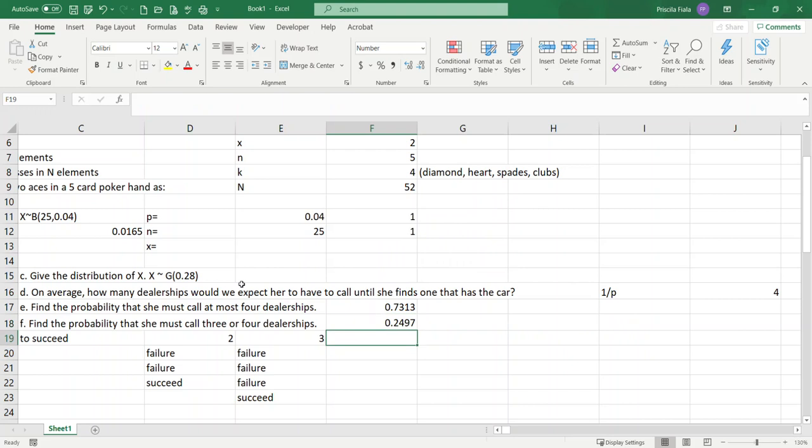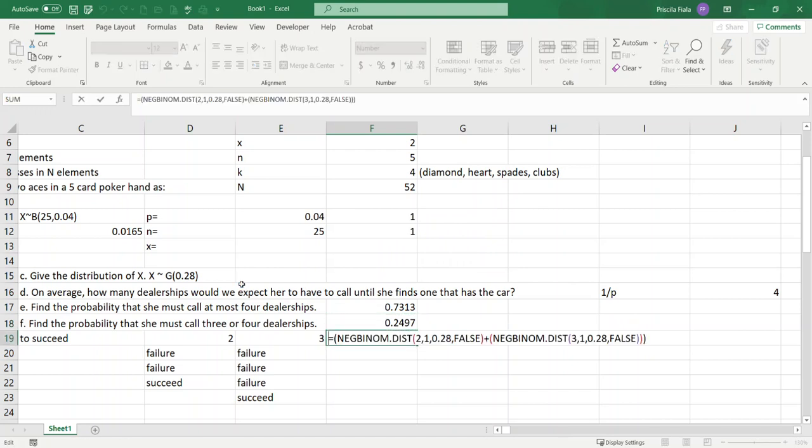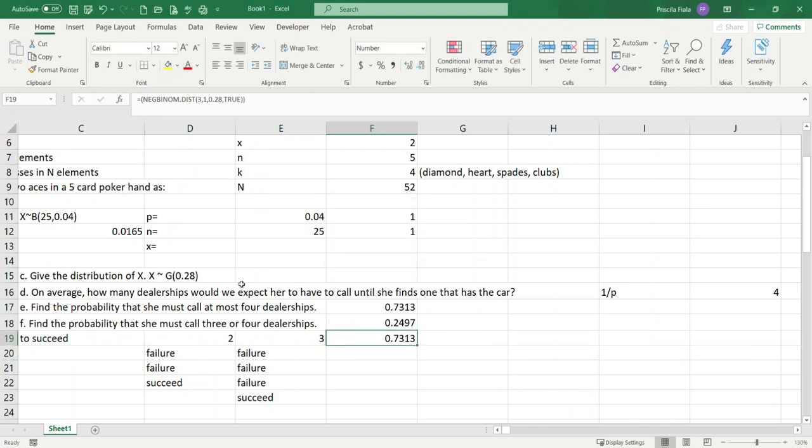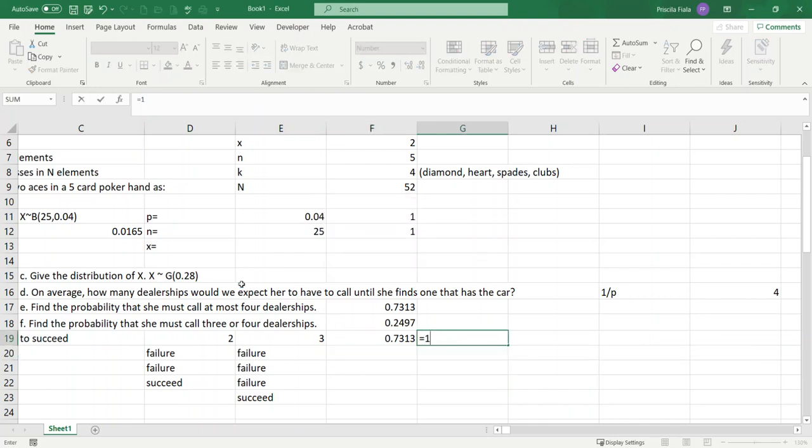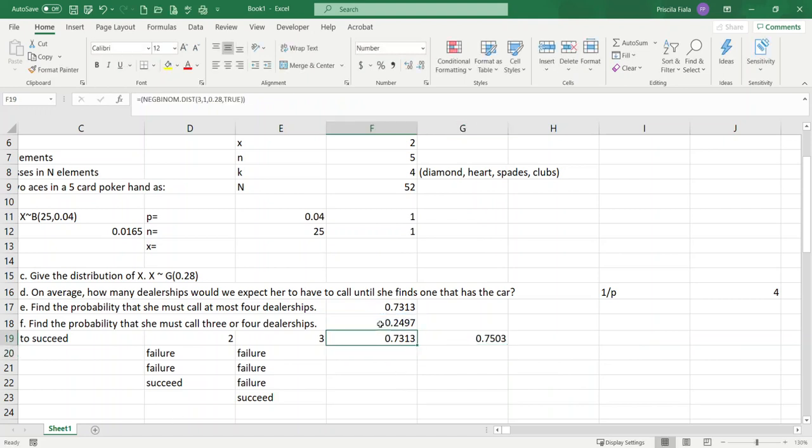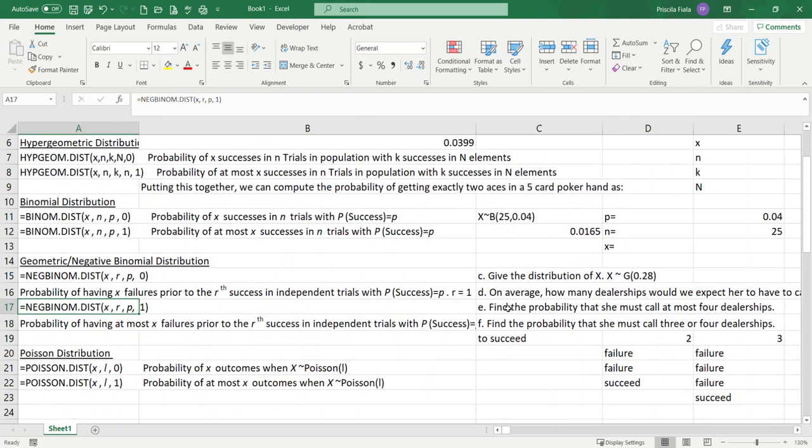24.97. What I'm trying to figure out is if I do the distribution of 3 and cumulative, it's going to be 1 minus, no, which is 24.97%, about 25%. And you would be done with problem 74.